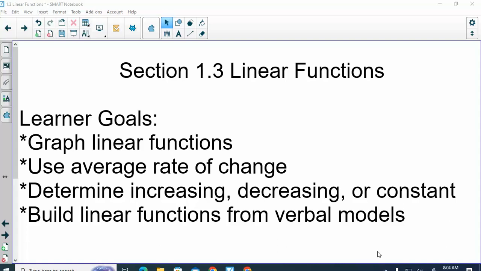Functions, we talked about domains and ranges. And how do we know if something was a function or not? If the domain does not repeat. Right, the x didn't repeat, it was a function. We also talked about function notation a little bit yesterday.